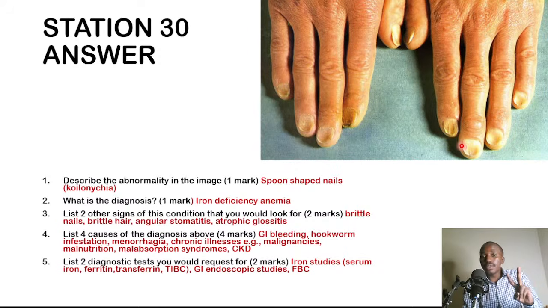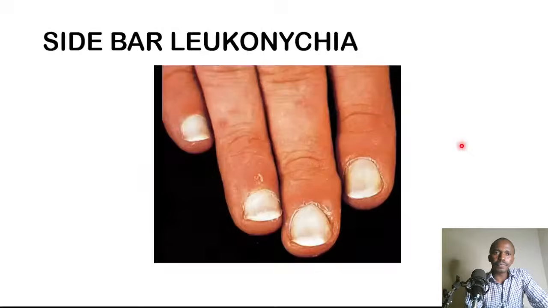Then, of course, 2 diagnostic tests you can order are iron studies, where you check your serum iron, your ferritin, your transferrin, your total iron binding capacity. I'll put out a lecture sometime. I don't know if it will be relevant for those that are taking exams, but I'll put out a lecture on anemia to discuss this in much greater detail. Then, of course, we also want to do our endoscopic studies, so your endoscopy and your colonoscopy. Then, of course, you can also order a full blood count.